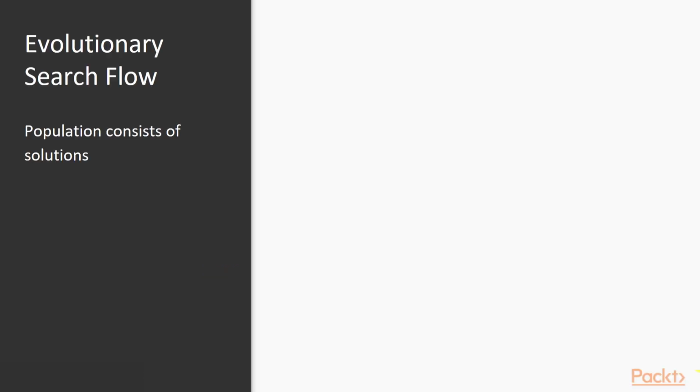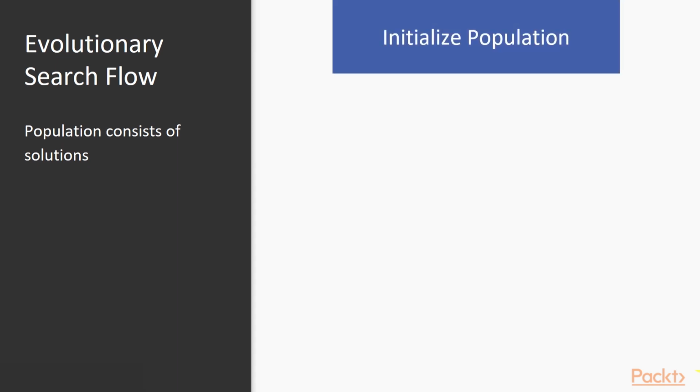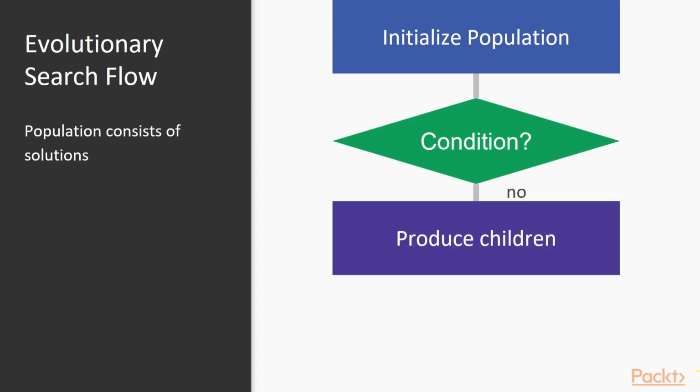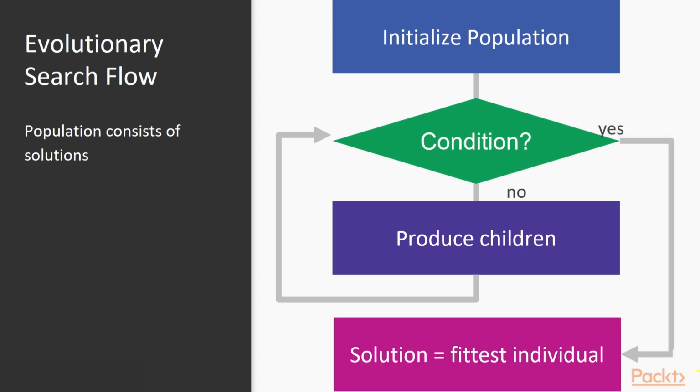Let's look at the overall flow of evolutionary search. We first initialize a population of solutions. We check if a particular condition is satisfied. If it is not, then we produce children which make up the population in the next generation, and we carry on until the condition is satisfied. When the condition is satisfied, the solution is the fittest individual. So we need a way to evaluate the fitness value of individuals.